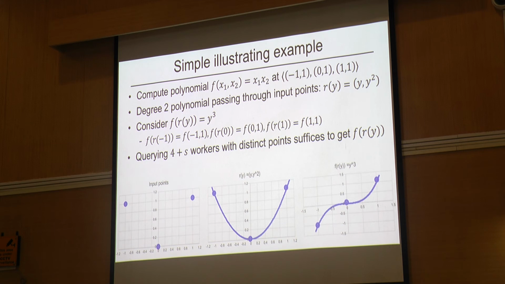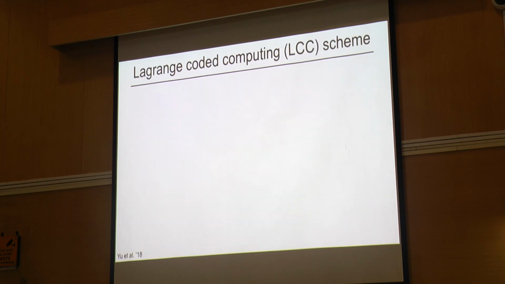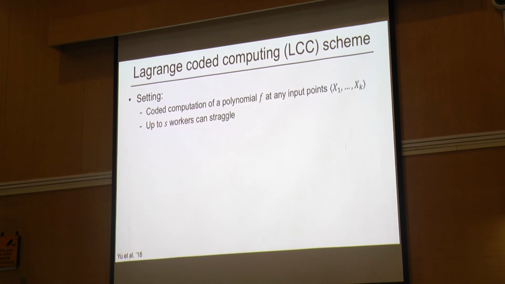And thus, if one recovers f of r of y, which is a univariate polynomial, then you can evaluate it at specific locations, in this case at minus 1, 0, and 1, and get back what we wanted. Okay, so this is just a very simple example for this Lagrange coded computing scheme, which basically does the same thing but in general.